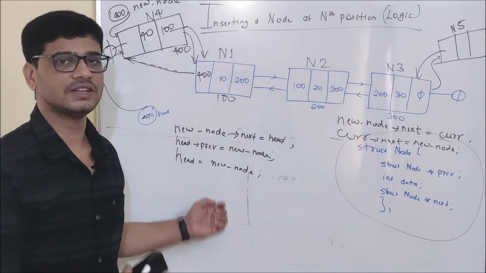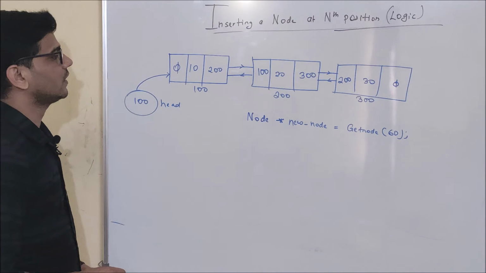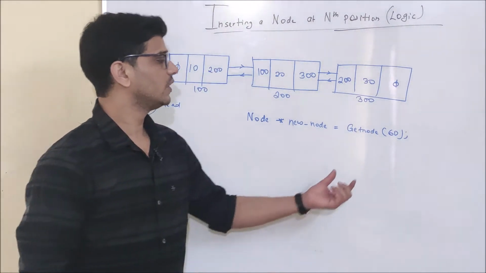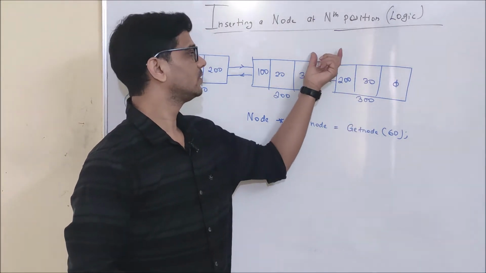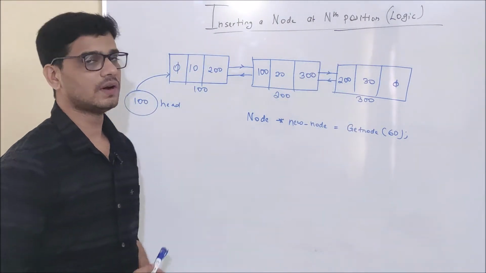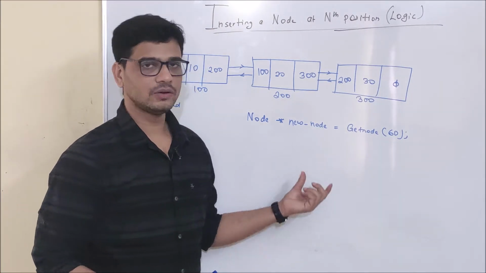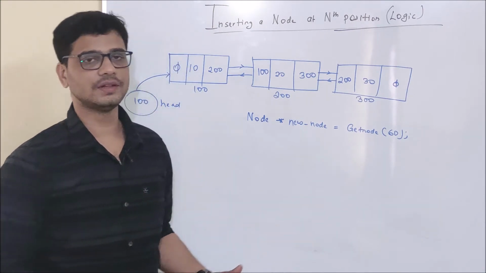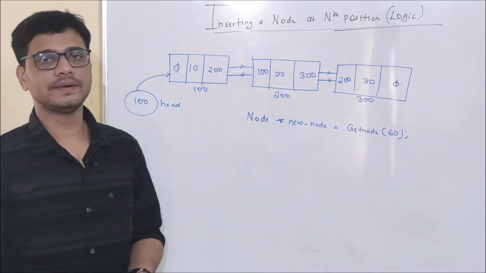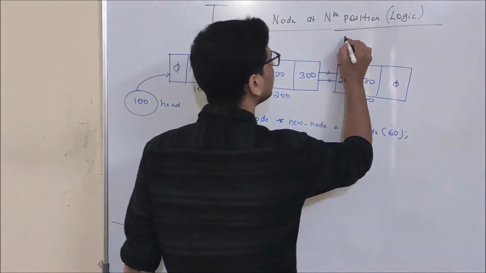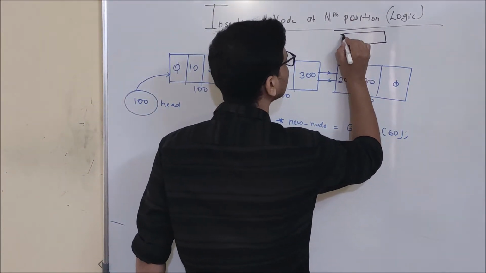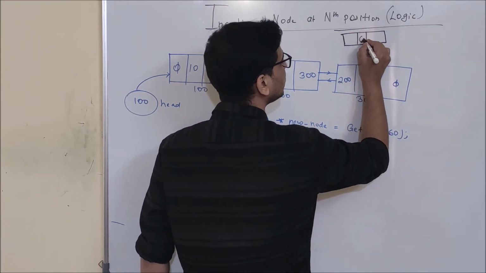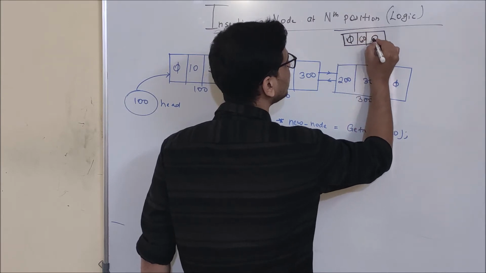Now we will see the last case. To insert a node at any other position in the linked list, let's take an example. We will be inserting 60 at third position. So first of all, what do we need to do? We need to create a node. And to create a node, we will be using this getNode function, and new node will be the pointer to it. So first of all, we have created this new node. It will have 3 parts. This data part will be updated to 60 and these 2 parts will be null.